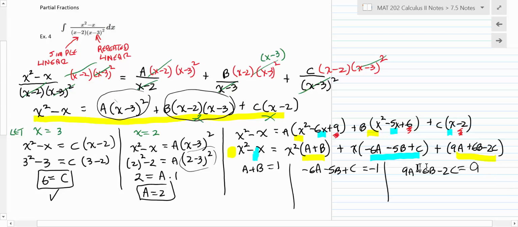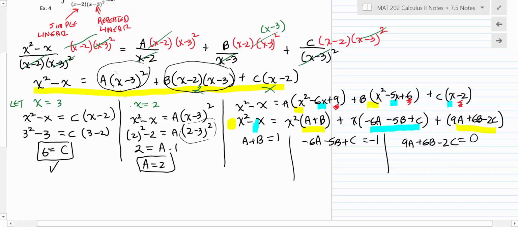Now see, we've already got a and b. All we got to do is find c now. So what I'm going to do on this one is it doesn't matter which equation you deal with. These all have an a, b, and c in it. So let's go to this equation. We already know A is 2. We already know C is 6. So that should allow us to figure out what B is.